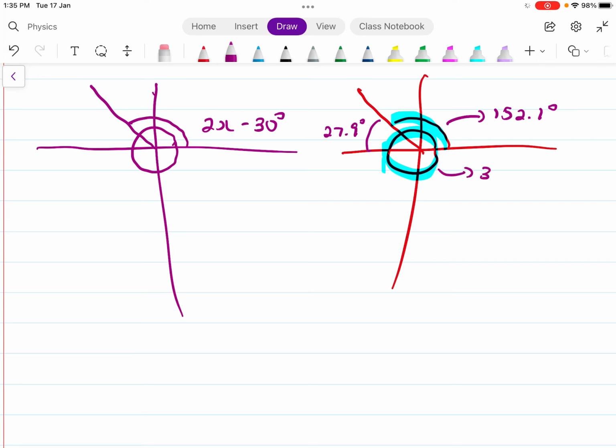So this whole thing is 360 degrees. Now I can say 2x minus 30 degrees is equal to 360 plus 152.1, so it's equal to 512.1 degrees. So you solve for this: 2x equals 512.1 plus 30, then divide by 2. So x is equal to 271.05, which is 271.1 degrees. So these are all the four answers.